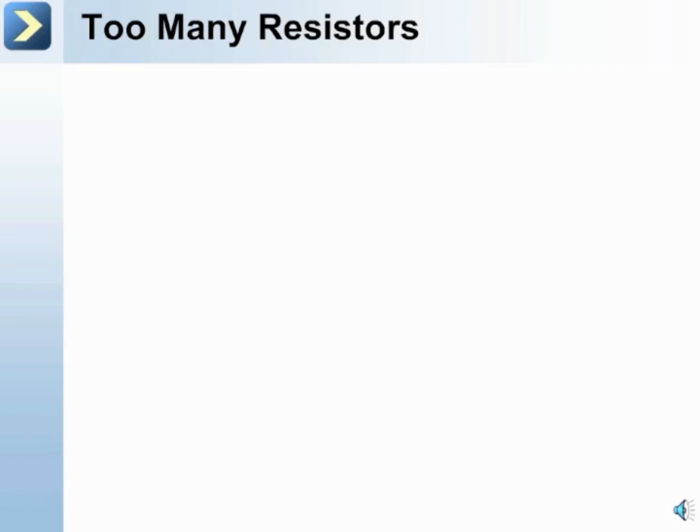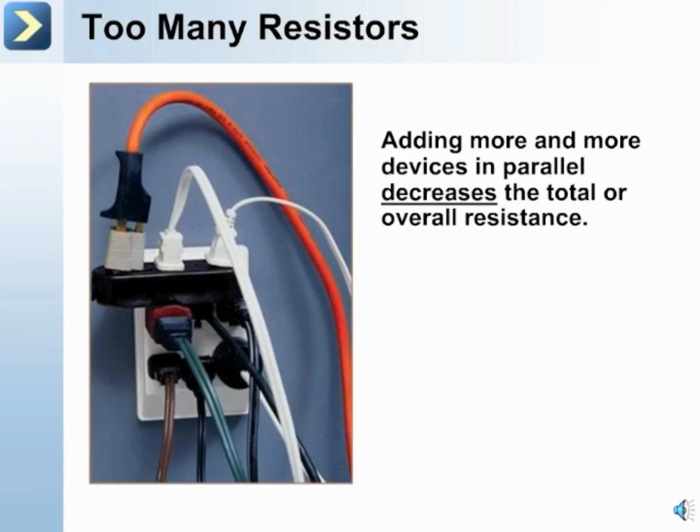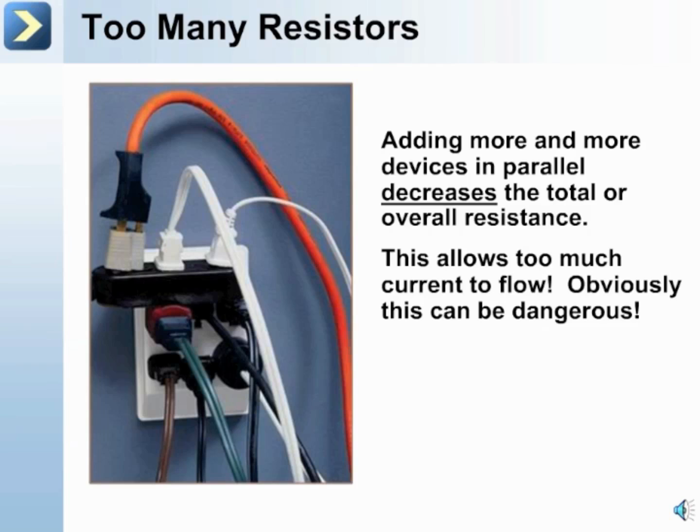Now what happens if you have too many resistors in parallel? Well, it can be dangerous. Let's say you had some kind of chaotic mess like this in your house. Well, that's a fire hazard. Because if your household wiring is in parallel, you keep adding devices. This allows too much current to flow because the current branches in parallel arrangements, and this can be very dangerous.